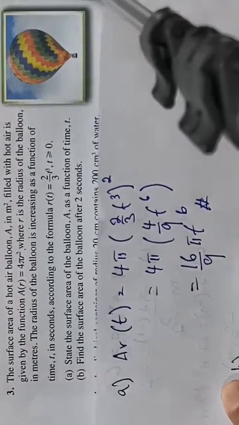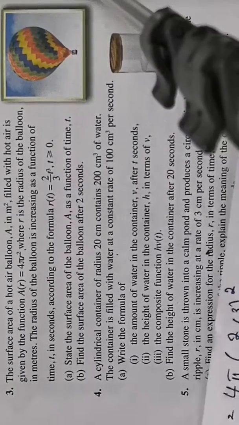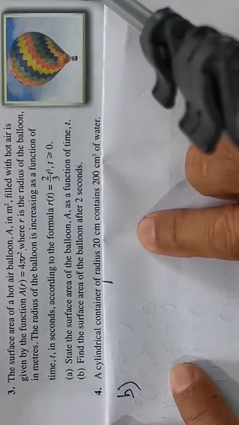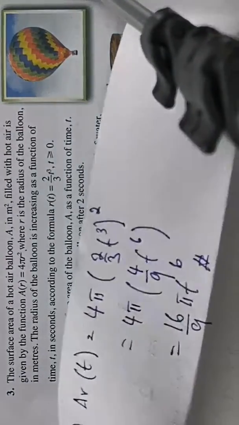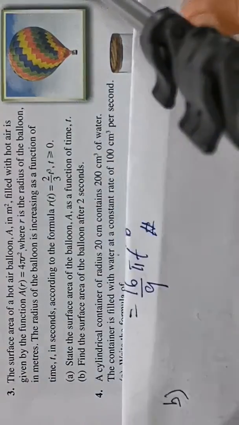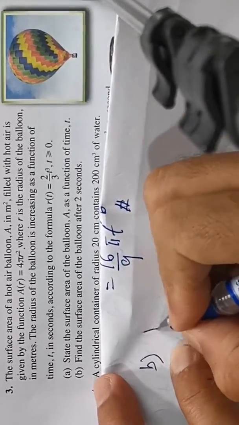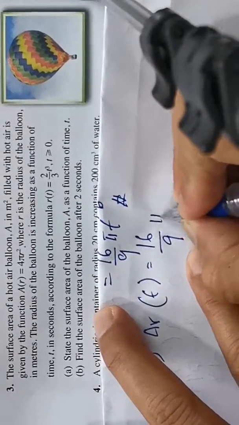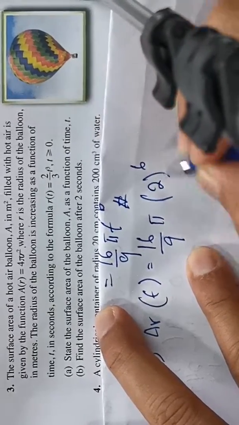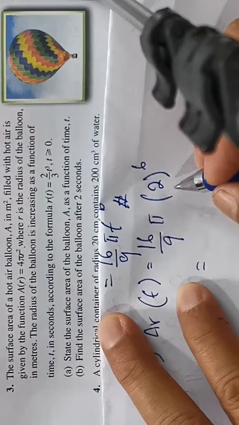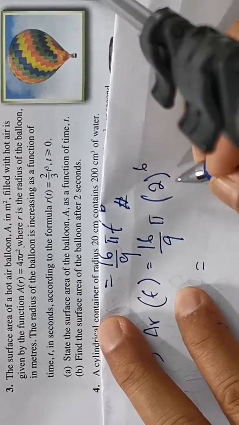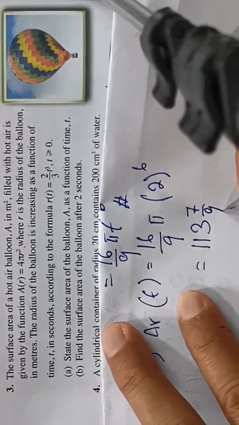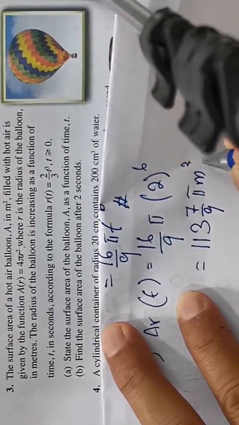For B, find the surface area of the balloon after 2 seconds. Okay, you just replace the value of t as 2 in this case. So A(t), area in terms of t, equals 16/9 pi, and then replace t as 2 to the power of 6. So you get, just press the calculator, 16/9 times 2 to the power of 6, then you will get 113 7/9 pi m squared. Okay.